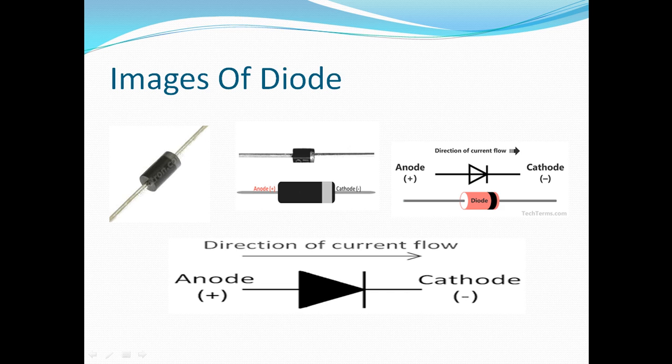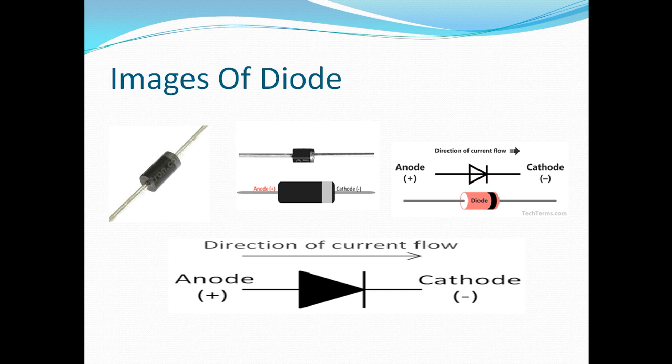This mark shows that it is the cathode terminal, which shows it is the negative, this shows it is the positive. And same with this, here we have used a symbol. So here it is the anode, here cathode, and this is the simple form of a diode. So direction of flow of current is from positive to negative, from anode to cathode. Always current flows from anode to cathode, or positive to negative. This is the rule in the diode.